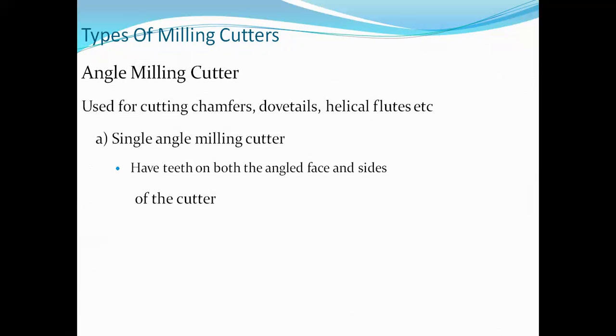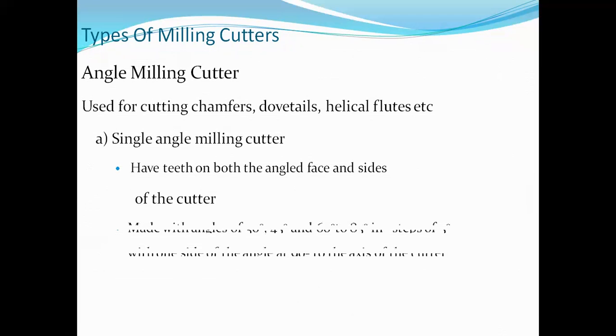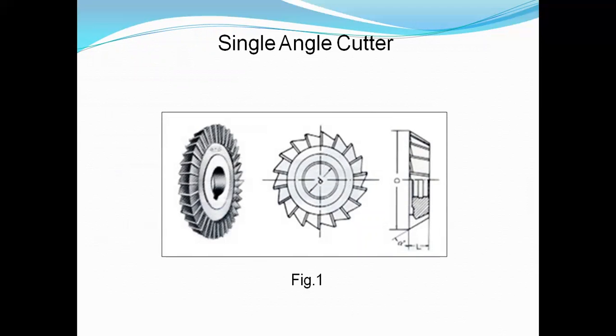These angle milling cutters have teeth on both the angled face and sides of the cutter. They are made with angles of 30 degrees, 45 degrees, 60 degrees, up to 85 degrees in steps of 5 degrees. That means 30, 35, 40, 45, 60, 65, 70, 75, 80, 85, with one side of the angle at 90 degrees to the axis of the cutter. So this is the single angle milling cutter, having teeth on both the angled faces and sides of the cutter. Single angle milling cutters look like this.